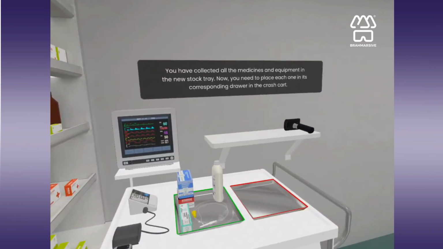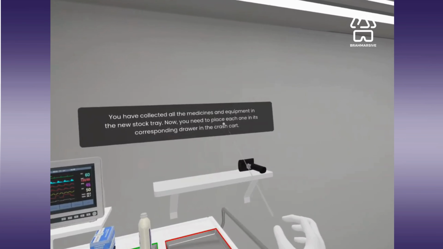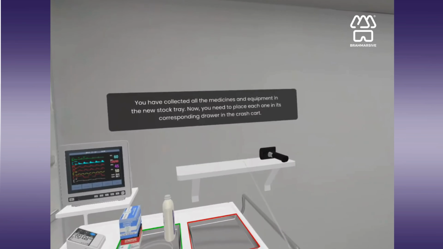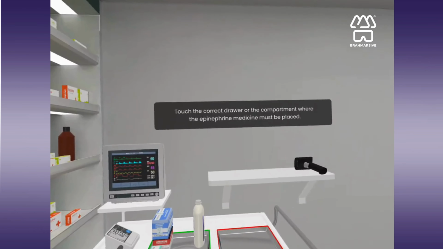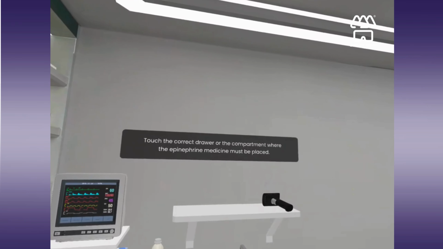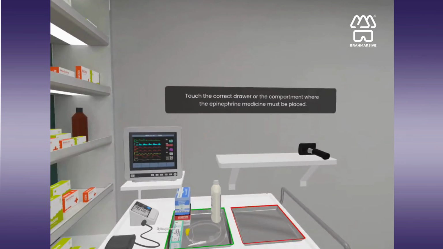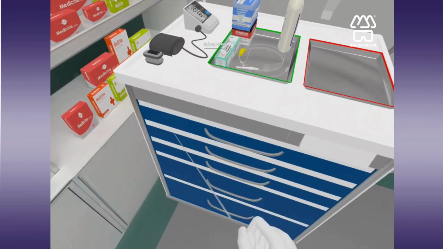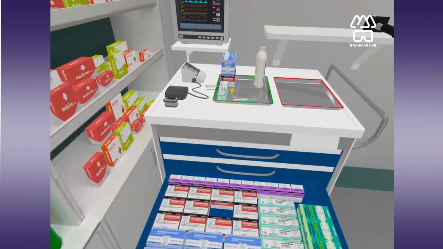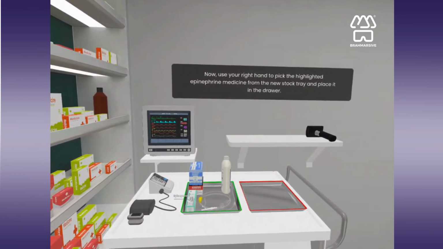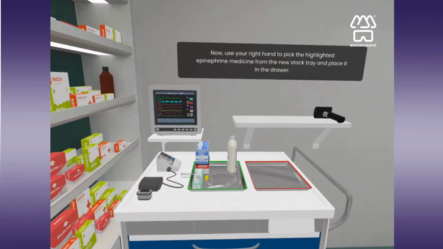You have collected all the medicines and equipment in the new stock tray. Now, you need to place each one in its corresponding drawer in the crash cart. Next, touch the correct drawer or the compartment where the epinephrine medicine must be placed. Now, use your right hand to pick the highlighted epinephrine medicine from the new stock tray and place it in the drawer.